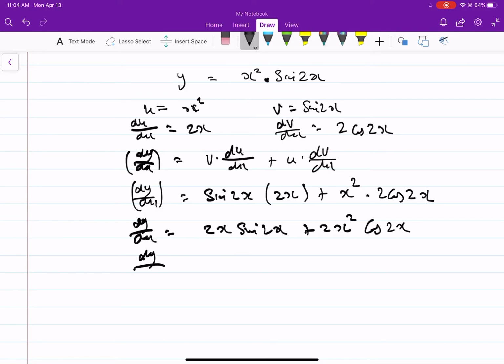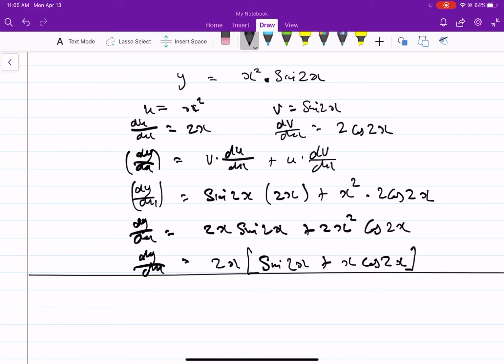If you choose to factor out what's common, 2x is common. 2x into sine 2x plus, if 2x comes out from 2x squared, only x is left over, x cos 2x. So product rule there. Notice how I'm starting to mix all the rules up. You're supposed to be able to see that in a flash, right?